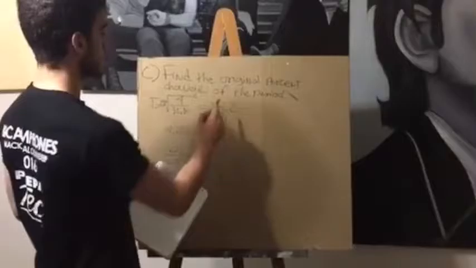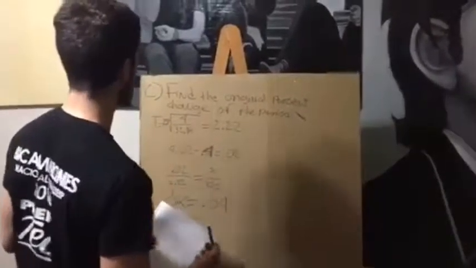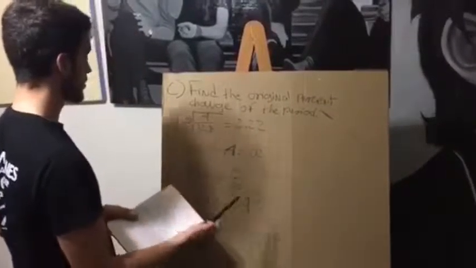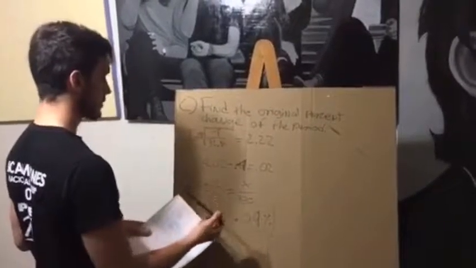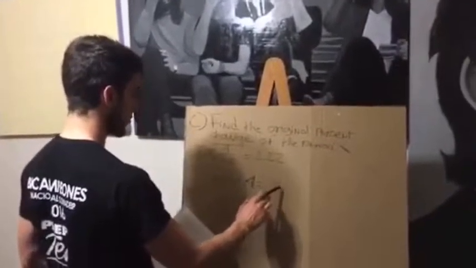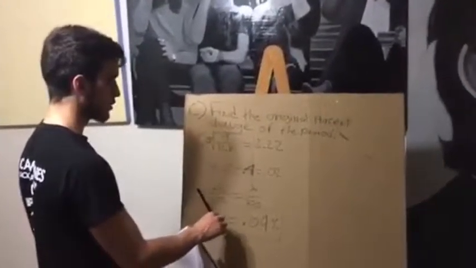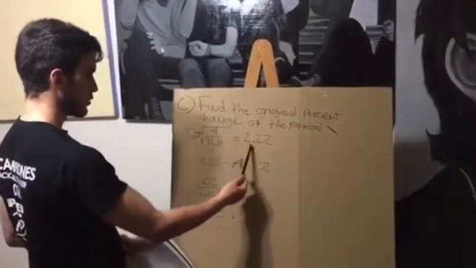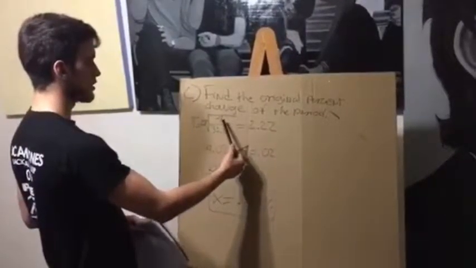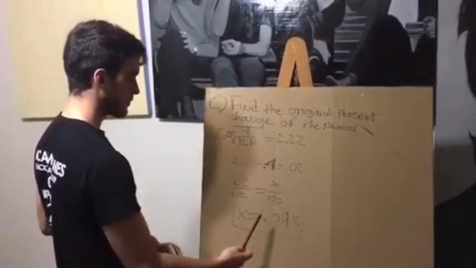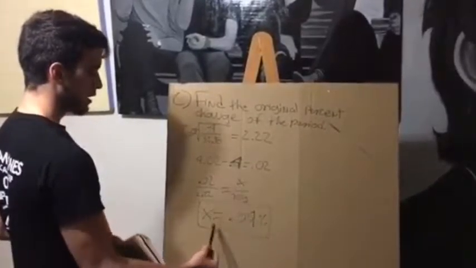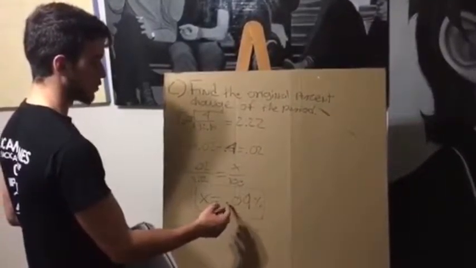In order to find the original percent change of the period, we need to do the same as the past problem, but with our original formula. After making the percent change, it will give us 0.02. This 0.02, we're going to divide it by 2.22, which is the result after we plug in the original in the original formula. And then we're going to do the simple rule of 3, and our result is going to be 0.09%.